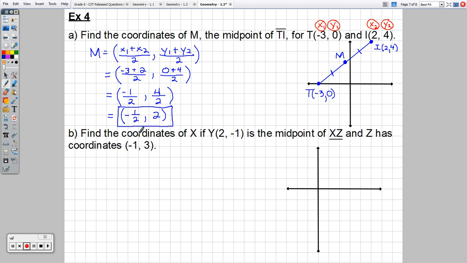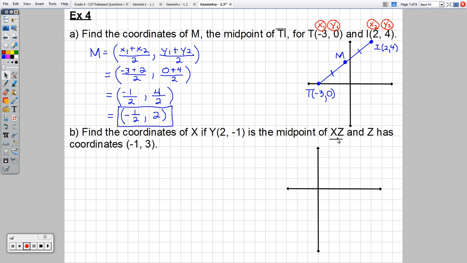Okay, find the coordinates of X if Y at (2, -1) is the midpoint of XZ, and Z has coordinates (-1, -3). I meant to have this up here. I think I moved the line. Just that one. Grab that one. There we go. That's better. All right. So that should be right there, the midpoint of segment XZ, and Z has coordinates (-1, -3). So I'm going to plot -1, -1, positive 3, excuse me. (-1, 3) is right here. That is my Z coordinate.